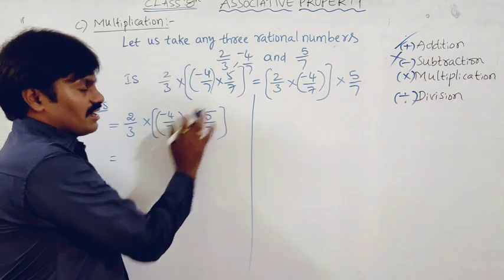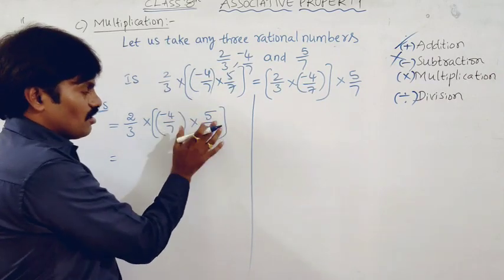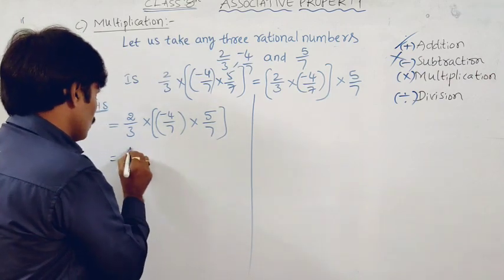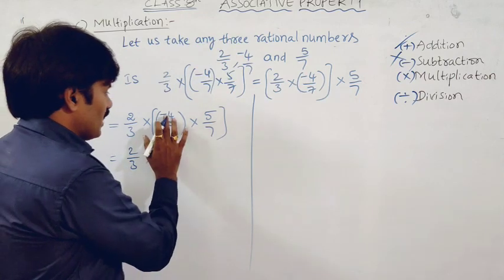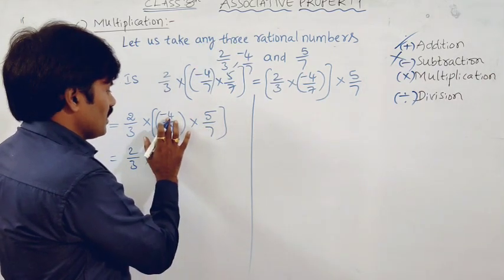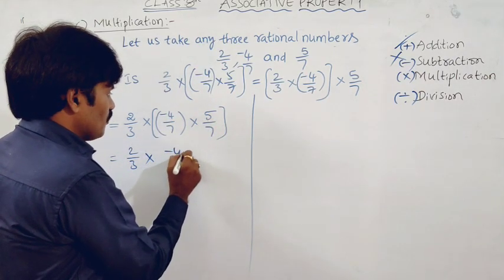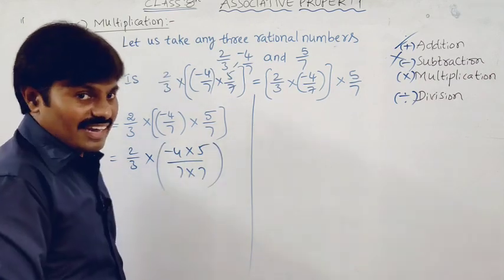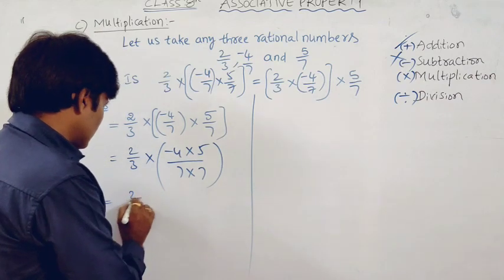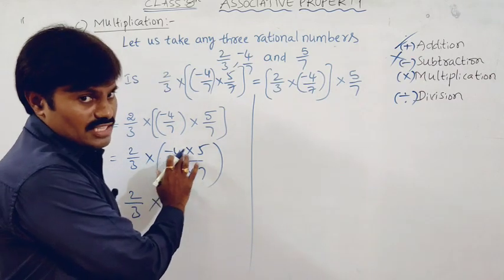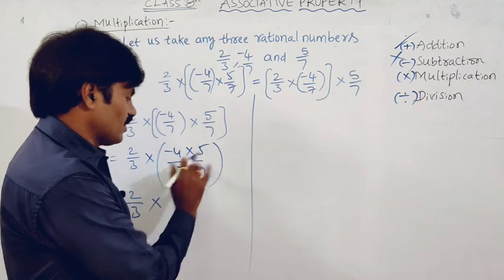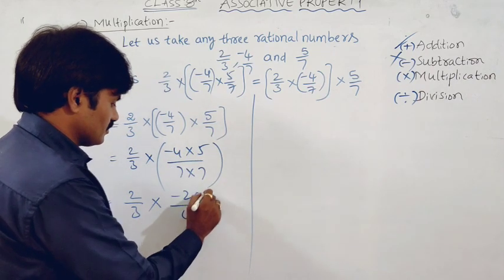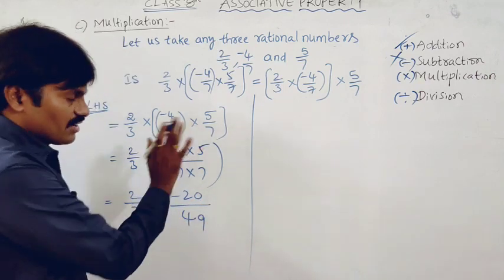So first, according to the bracket, we have to simplify the bracket part. Now 2 by 3 into, so minus 4 by 7 into 5 by 7, minus 4 into 5 by 7 into 7. Am I correct? Next, 2 by 3 into minus 20 by 7 into 7, 49. Clear? So we have simplified the bracket.